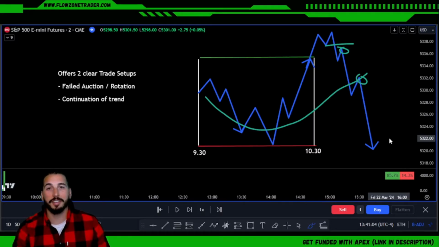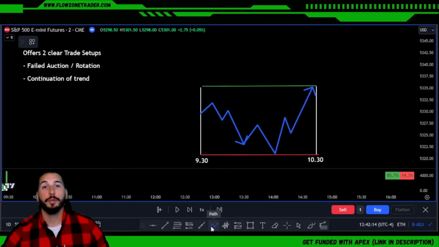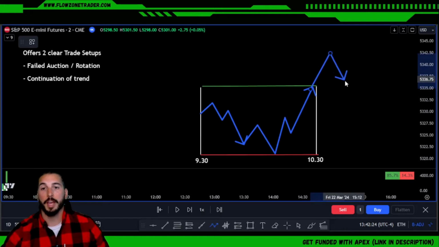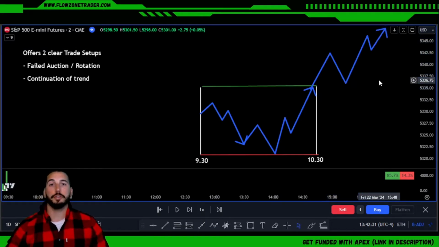Now let's discuss the continuation of trend setup. So now looking at continuation of trend. Unlike the failed auction, we are now looking for expansion. So an expansion through an IB high, a pullback and a hold of the IB high, and an expansion higher over time. This is your signal of a trend day. All right, very, very clear.